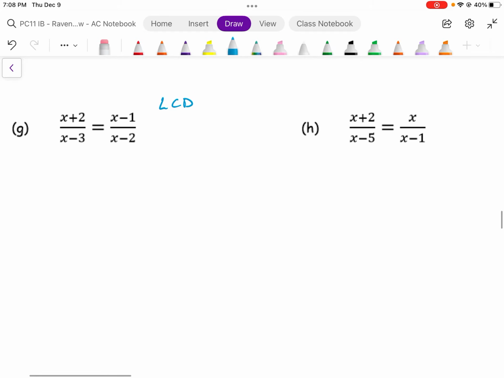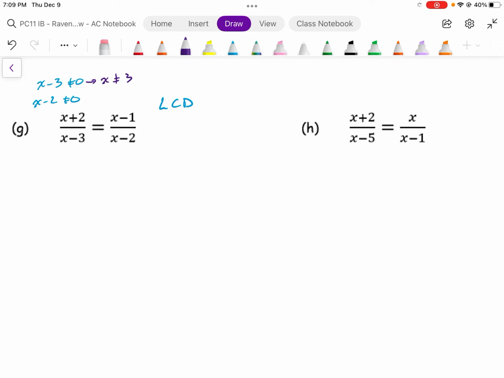So now, this is where restrictions sort of come into play, I'm going to suggest. Restrictions are basically where our denominator is equal to 0. Well, x minus 3 cannot be equal to 0, and x minus 2 cannot be equal to 0. My denominators can't be equal to 0. From the first one, I get x cannot be equal to negative 3. That's the x value that makes the denominator 0.